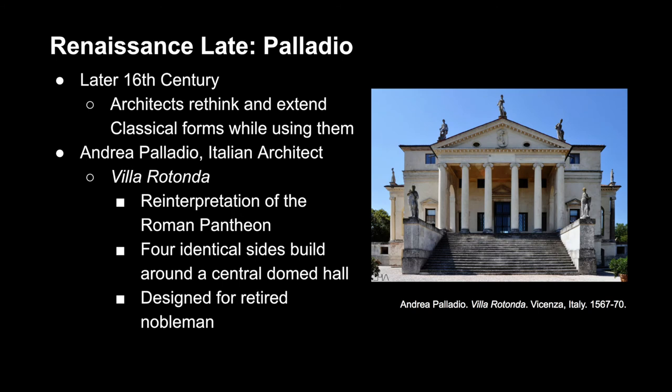Moving on to the late Renaissance, which occurred in the later 16th century, architects are starting to rethink and extend on classical conventions while still using their forms. For instance, we have here Palladio, who was an Italian architect. Here we see his Villa Rotonda, which is a reinterpretation of the Roman Pantheon. It has four identical sides built around a central domed hall. While livability wasn't its main concern, it didn't really matter because it was designed for a retired nobleman. Anyone who visited this building would have views from all four sides.